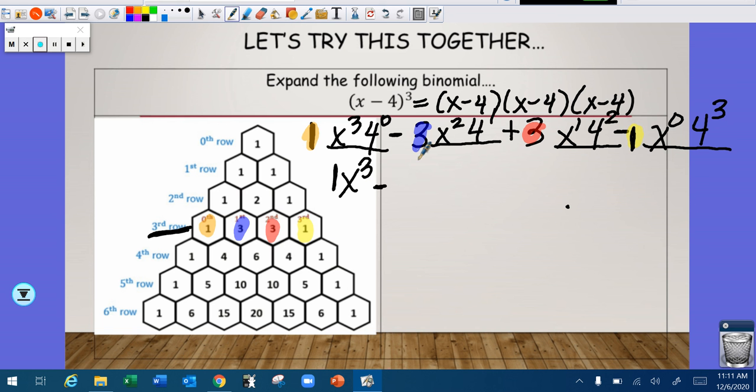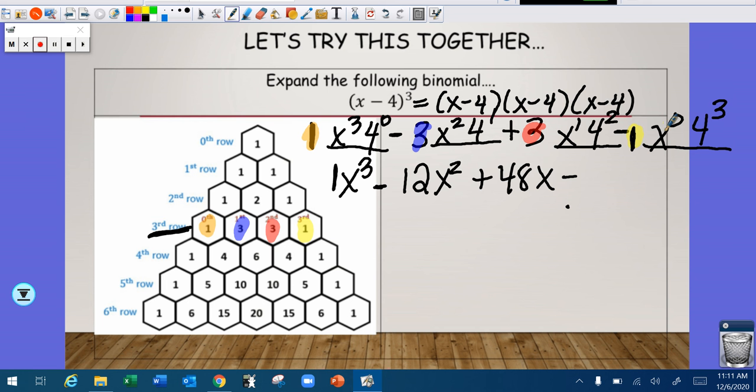Keep the minus sign. 3 times 4 is 12. And that's going to be a negative. 3 times 16, because 4 squared is 16. 16 times 3, that's 30 plus 18. So that's going to be plus 48 x. And then negative 1 times 4 to the third.